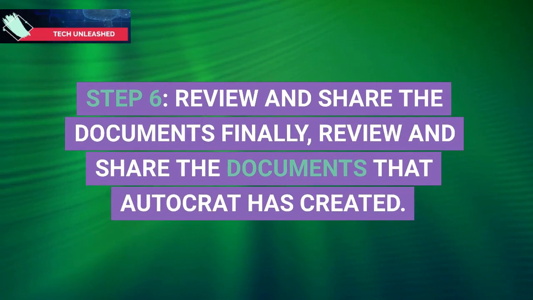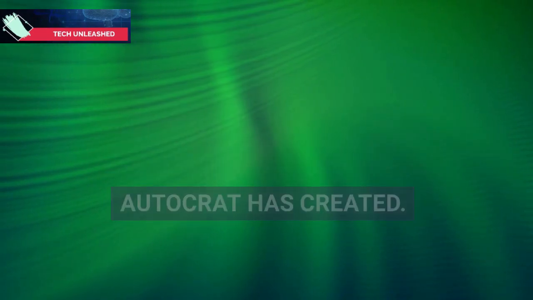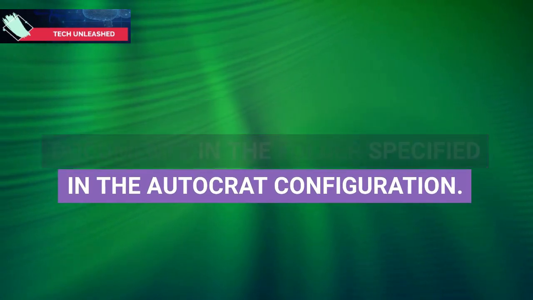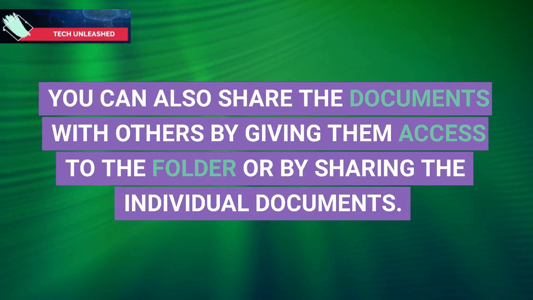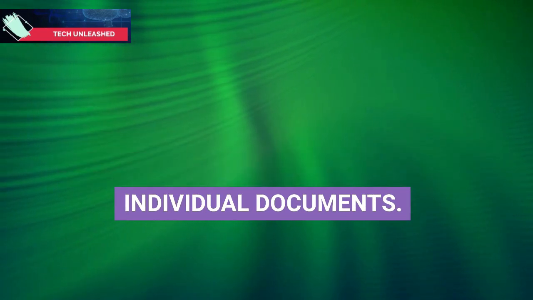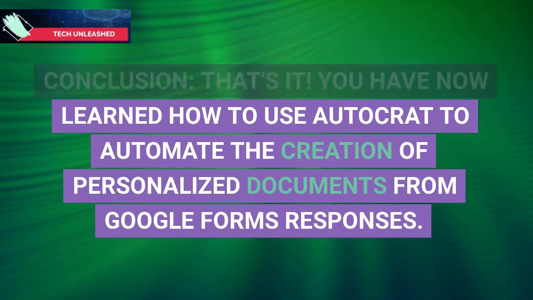Step 6. Review and share the documents. Finally, review and share the documents that Autocrat has created. You can view the merged documents in the folder specified in the Autocrat configuration. You can also share the documents with others by giving them access to the folder or by sharing the individual documents.